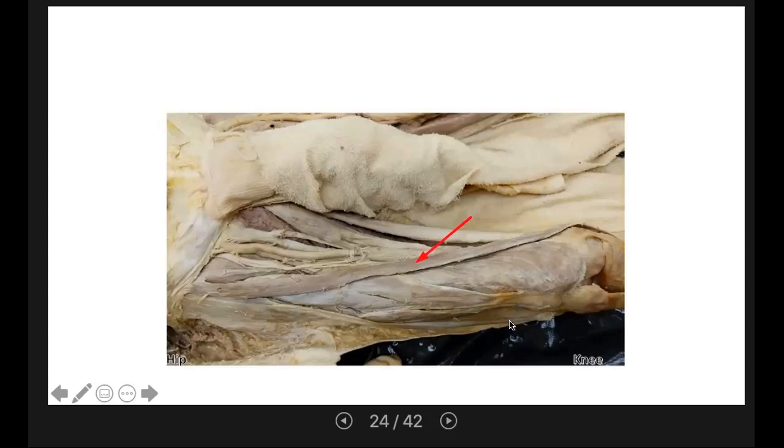Again, iliotibial tract on the lateral aspect, Sartorius running across there, the Iliopsoas here, femoral nerve, femoral artery with the deep femoral branching off, and then femoral vein, Pectineus, Adductor Longus, and Gracilis.